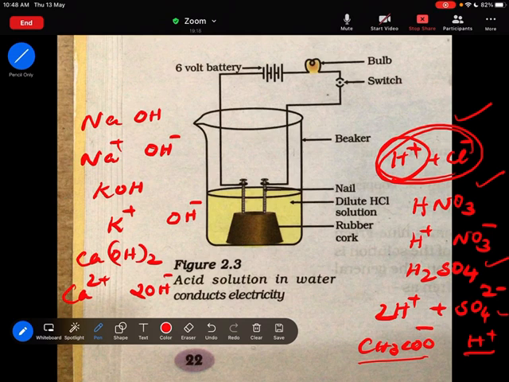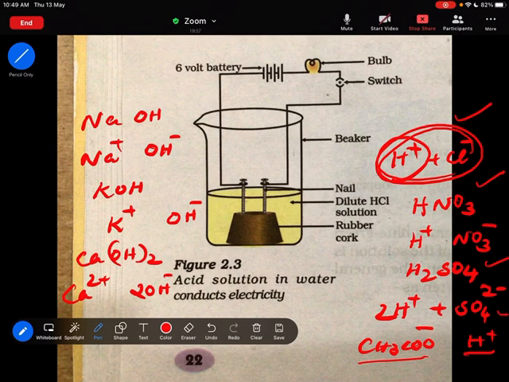So acids and bases have ions in common. Acids are having H plus ions in common. Bases are having OH minus ions in common. We have seen that whether it is acid solution or base solution, the bulb will glow. But if you do this experiment with sugar solution, the bulb will not glow because the sugar solution cannot produce ions.